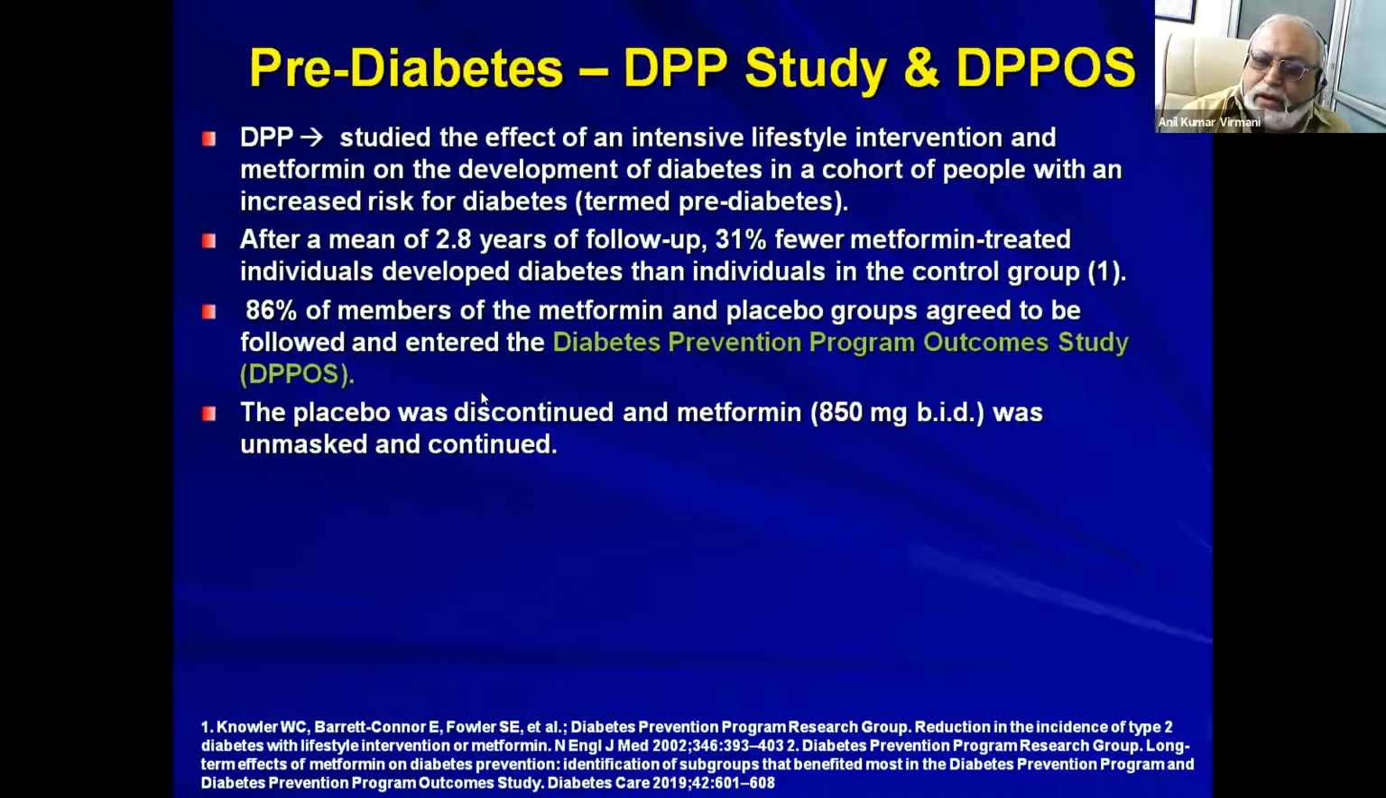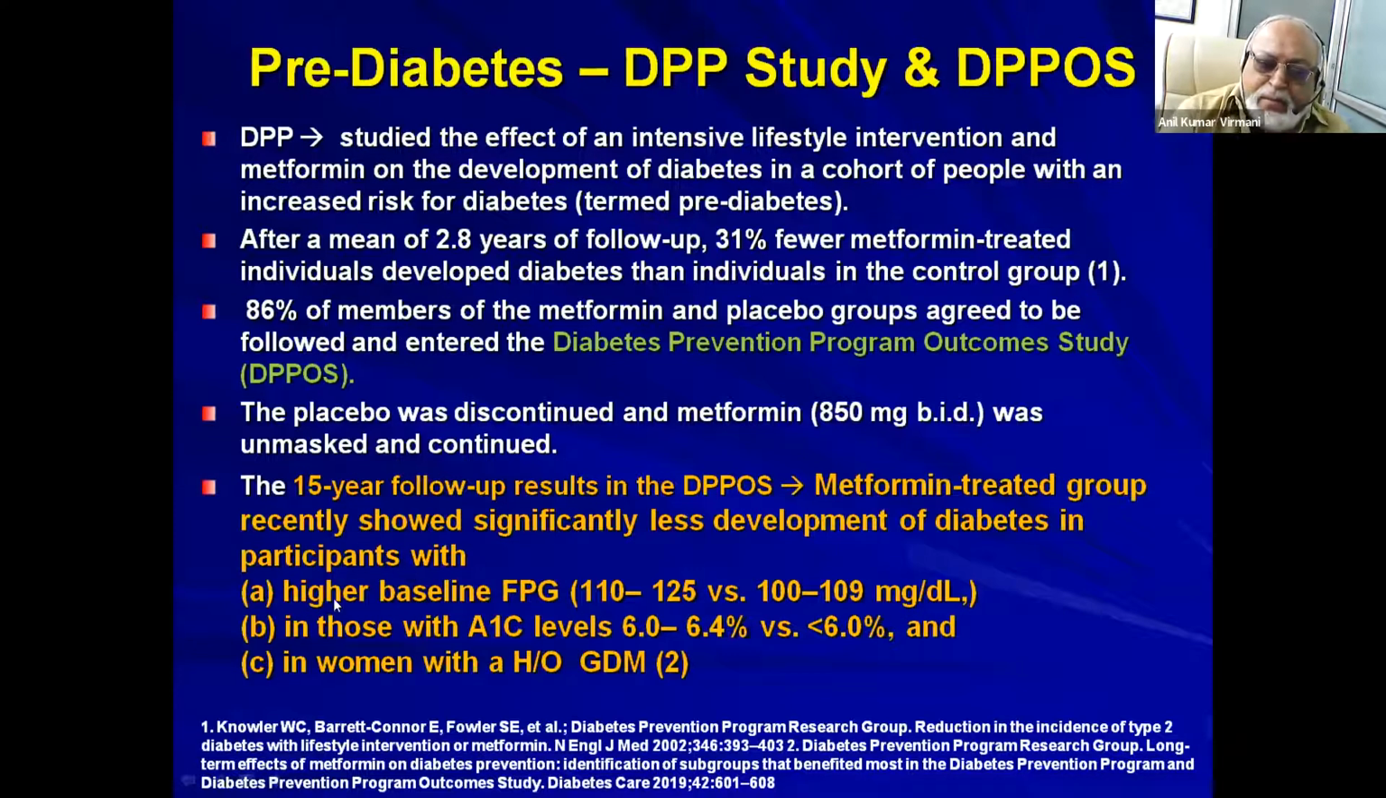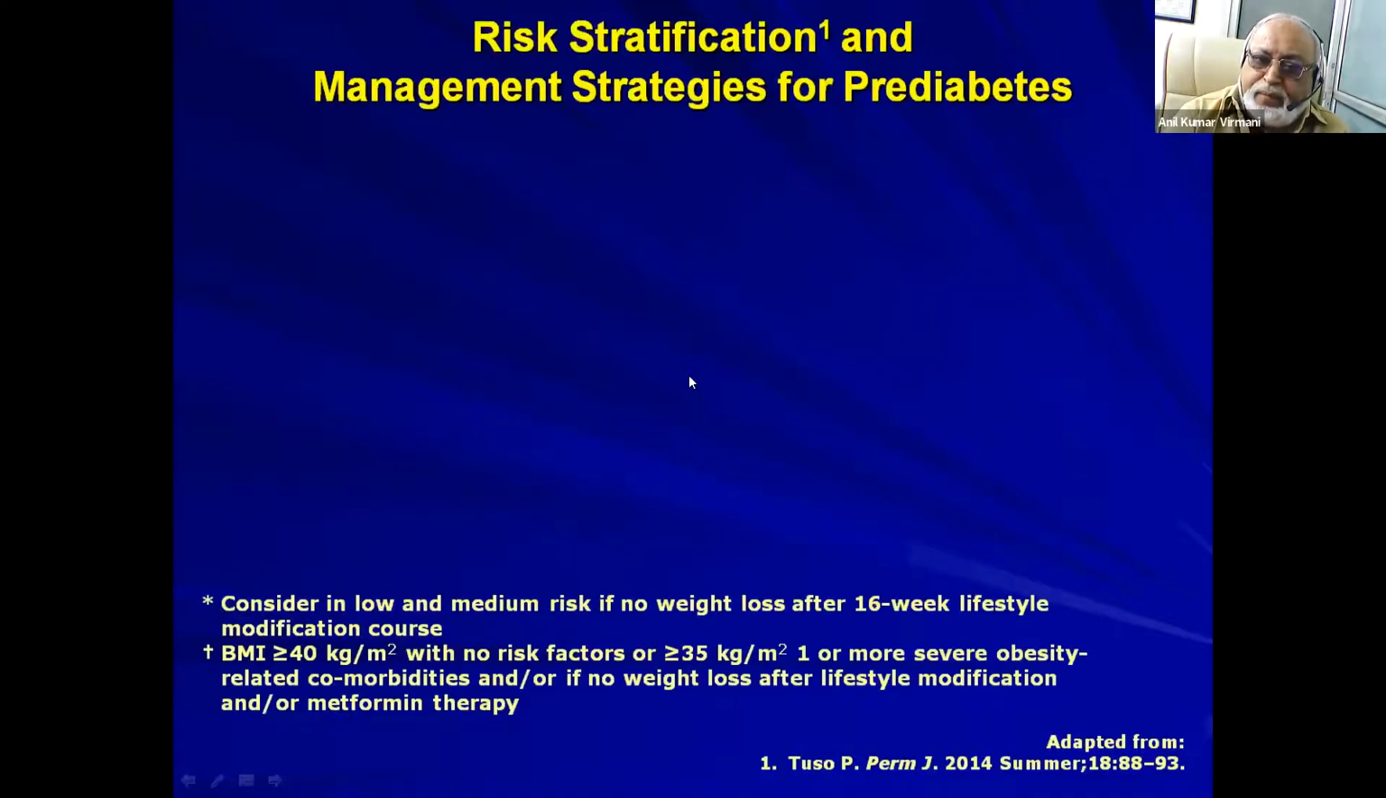To see 850, 100 milligram twice daily. The patients were unmasked and they wanted to see who benefits. And they found that who benefited? Patients who had a higher baseline fasting glucose, that is 110 to 125 versus 100 to 109, or with an A1C level of between 6 to 6.4 versus less than 6, or women with a history of GDM.